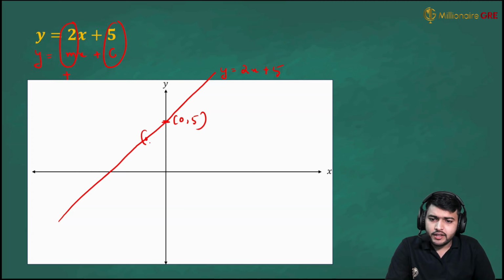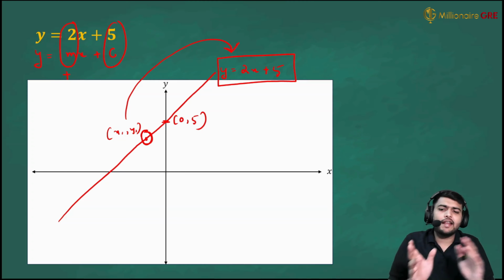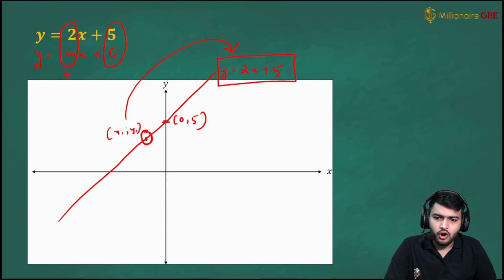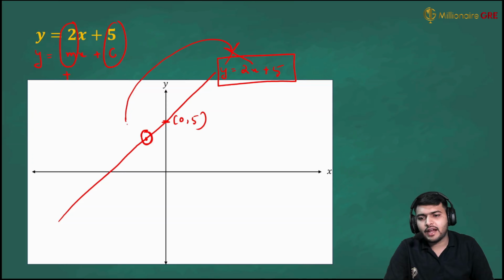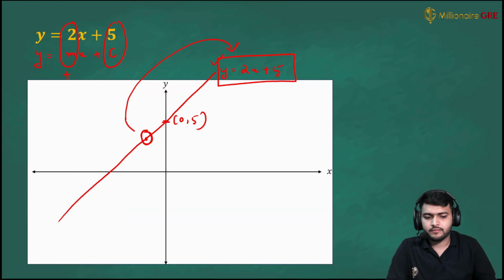Now any point that lies on the line satisfies this equation. So if there is any point which lies on this line, for instance (x1, y1), you can substitute the point here in the equation. You will get LHS equal to RHS. All the points which lie on the line will satisfy the equation. So x and y can be the coordinates of any point that lies on the line. All the points that lie on the line satisfy the equation of that line.